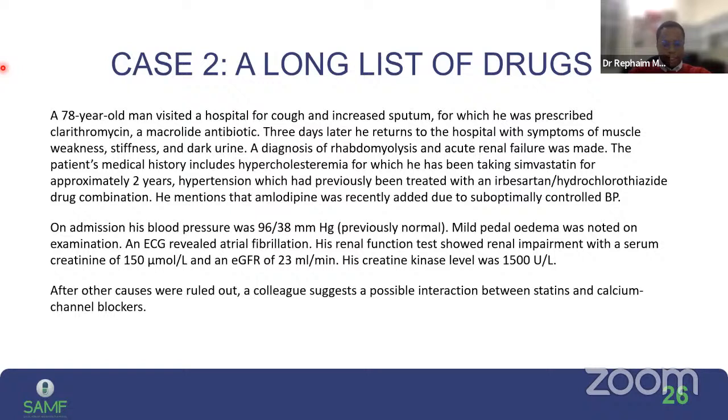On ECG, he has features of atrial fibrillation, and his renal function test results reveal an elevated serum creatinine and a decreased eGFR, indicating renal impairment, and a creatine kinase level of 1,500, which is above the reference range. After you consider various differential diagnoses, you rule out other diagnoses such as septic shock. And after much discussion, a colleague suggests a possible interaction between statins and calcium channel blockers. And so then obviously you're going to run to your handy SAMF. So let's just go back to the website.